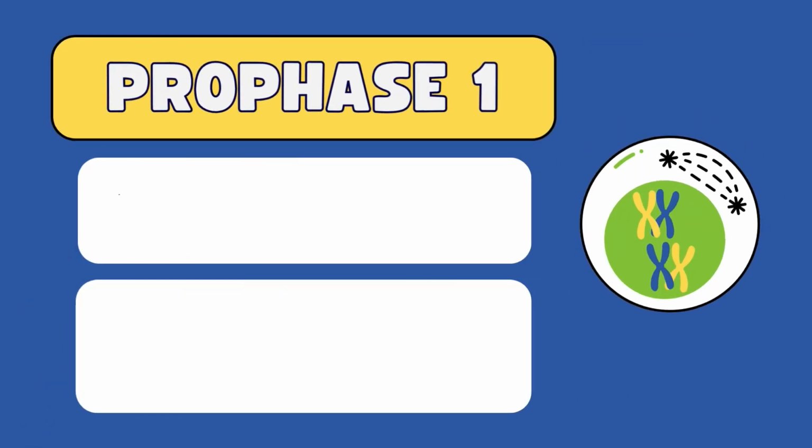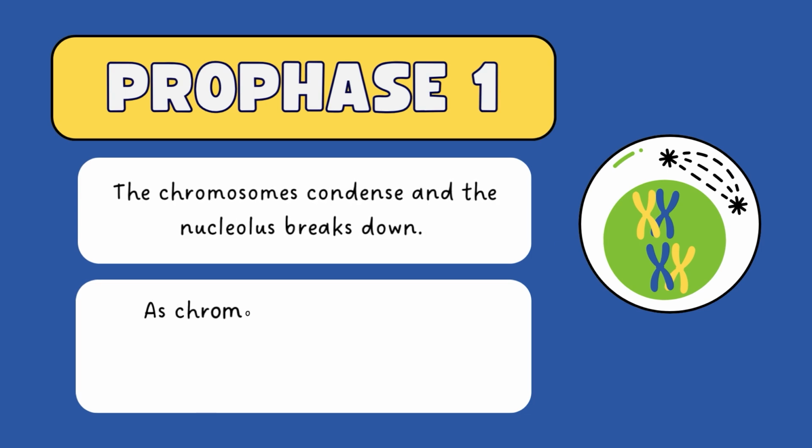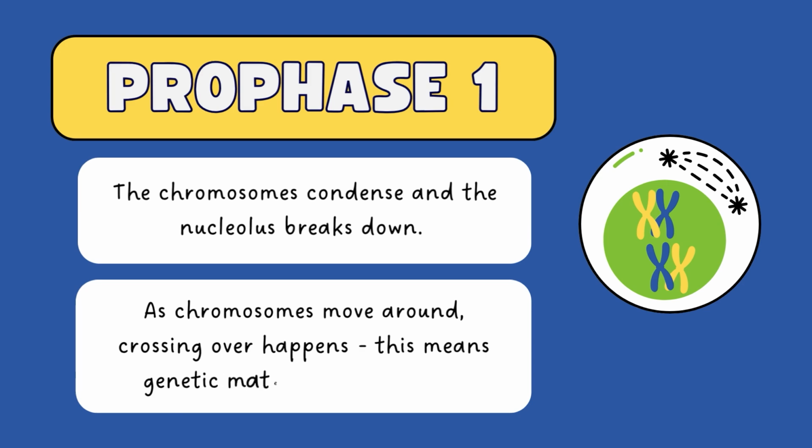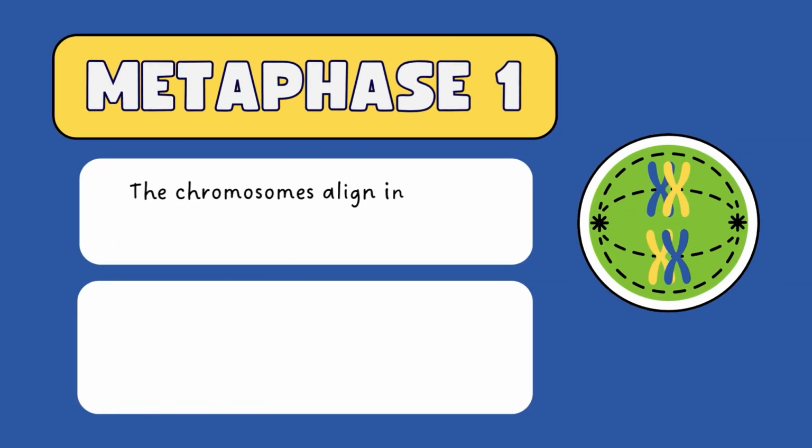Now, let's look at the first phase of meiosis, which is prophase 1. Now, what happens in prophase 1? The chromosomes condense and the nucleolus breaks down. As the chromosomes move around inside the cell, crossing over happens, which means that genetic material of the chromosomes is exchanged.